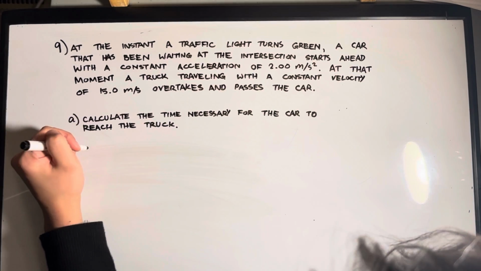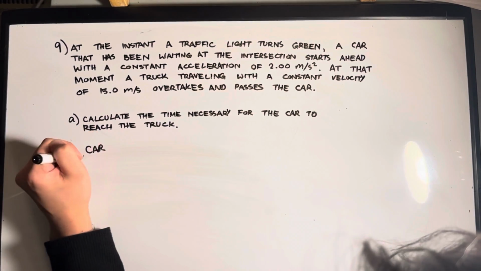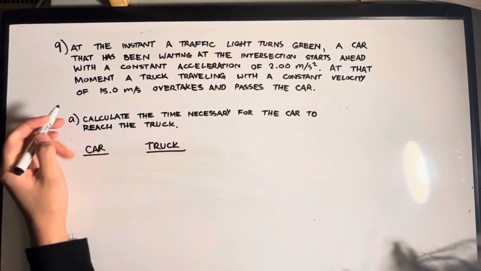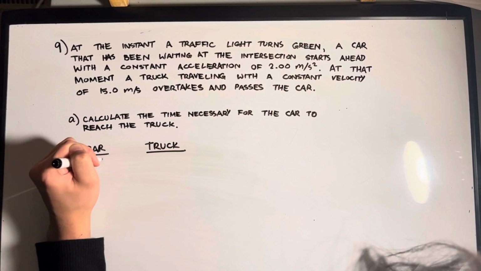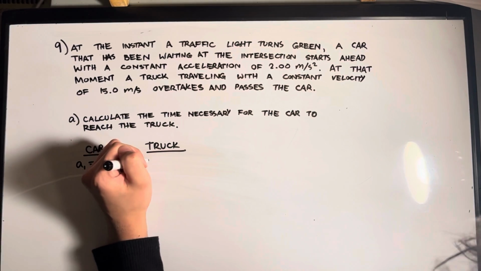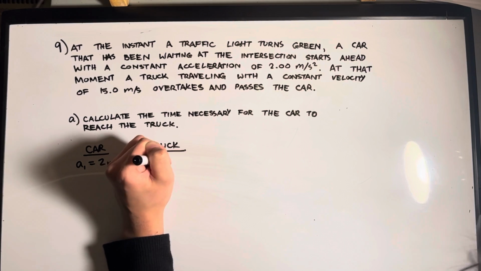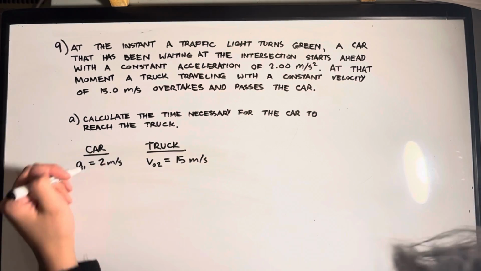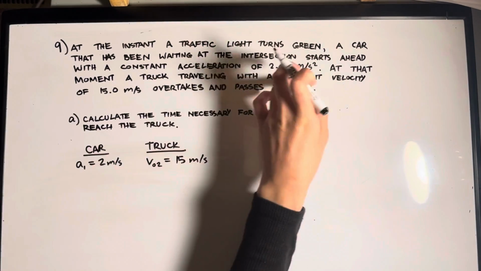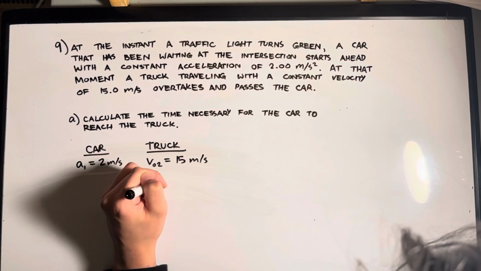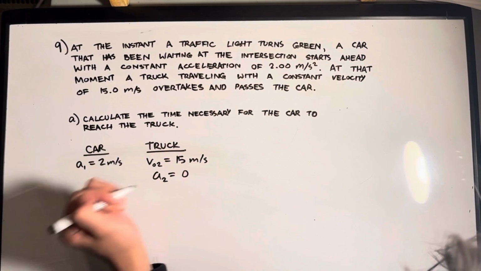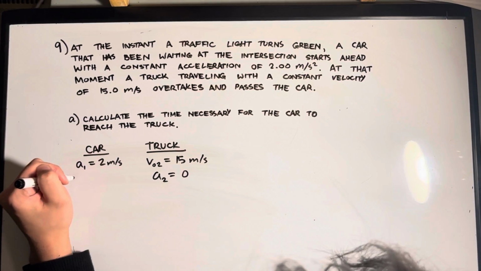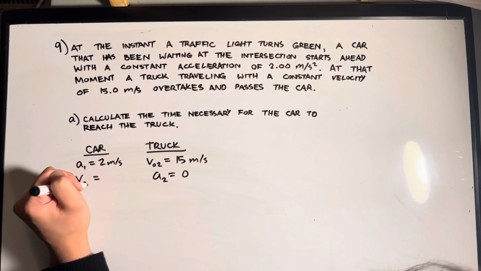So let's separate what we know into columns. So we have our car and our truck. We know that our car has a constant acceleration of 2 meters per second, and our truck has a constant velocity of 15 meters per second. Now we know that since it's going at a constant velocity, there will be no acceleration, meaning the acceleration is 0. And since our car had been stopped at a traffic light, we know that its initial velocity would be 0.